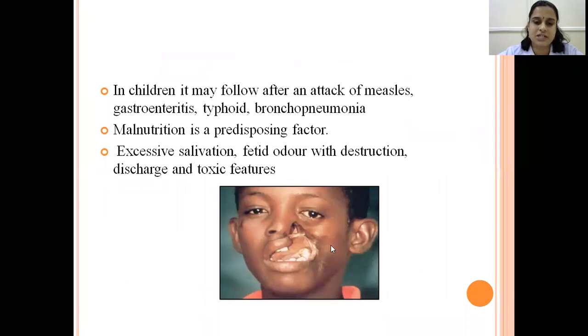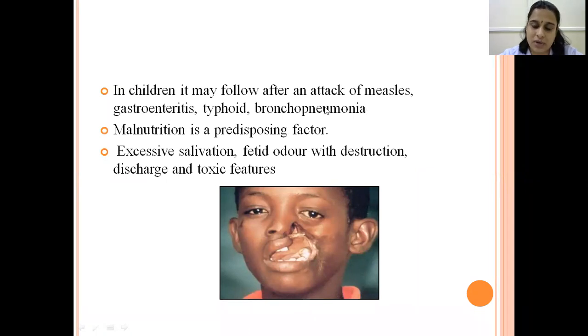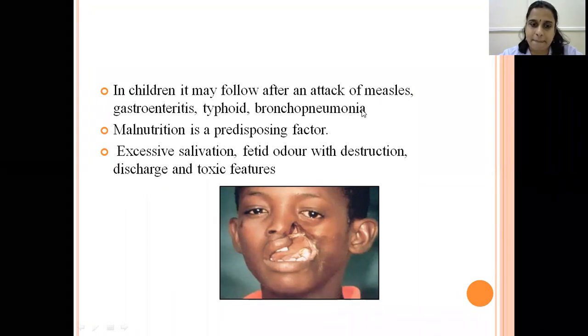If it is in children, it may follow after an attack of measles, gastroenteritis, typhoid, or bronchopneumonia. As you can see, all these four conditions will cause a decrease in immunity. The predisposing factor, as I already told you, is malnourishment.